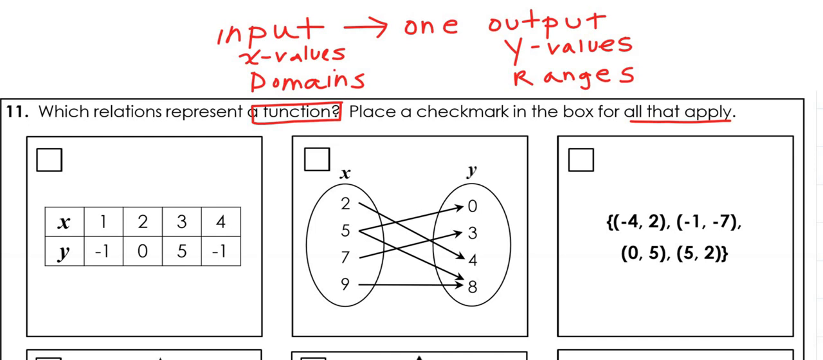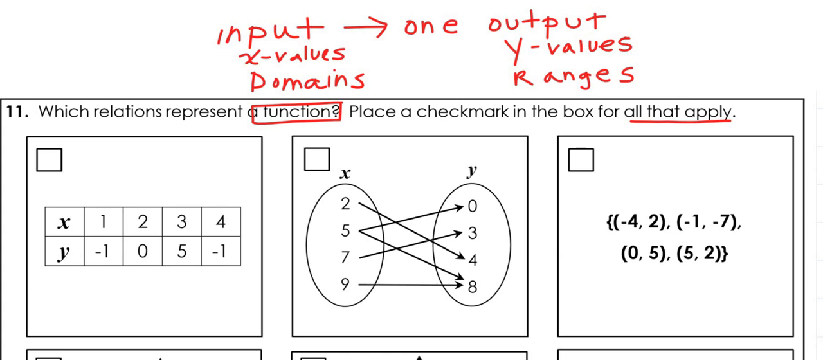Now, there are several different types of representations for functions. So in this example, you see graphs, you see tables, you see mapping diagrams, you see coordinates, and the goal for each one is we're trying to check if every x value, every input, has only one output listed. If there's more than one, it's not a function. So let's take a look at the first example.